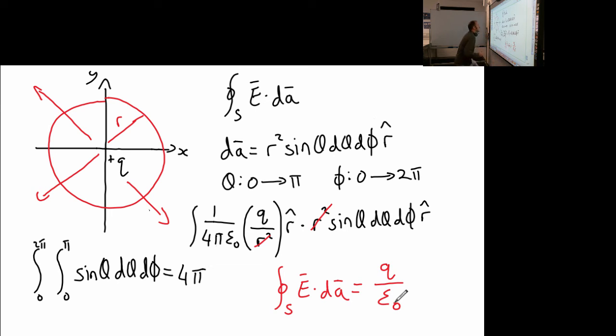Okay, so this just tells us that our flux is equal to the charge which is contained within that surface. Okay, so it's the integral form of Gauss's law.